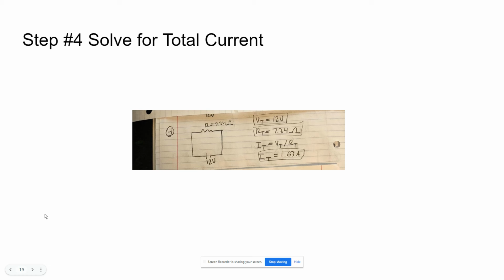After adding the two resistors together, you wind up with one resistor left in a series circuit with a resistance of 7.34 ohms. This is the total resistance of the circuit, and we are given the total voltage, which is 12 volts, at the beginning of the problem. So we just need to solve for the total current. To do this, just take total voltage divided by total resistance to get 1.63 amps.